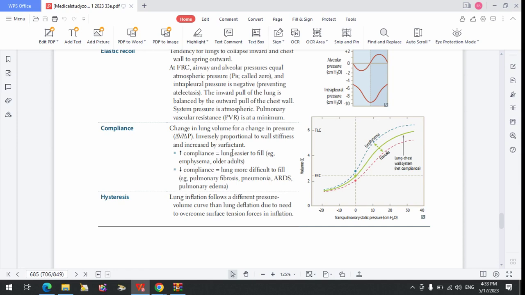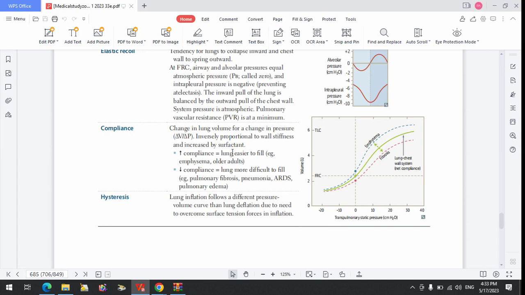The compliance is supposed to be poor, right? Is it supposed to reduce, right? Okay, so let me start again.